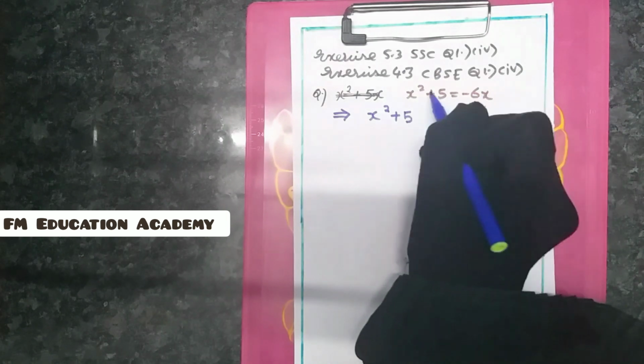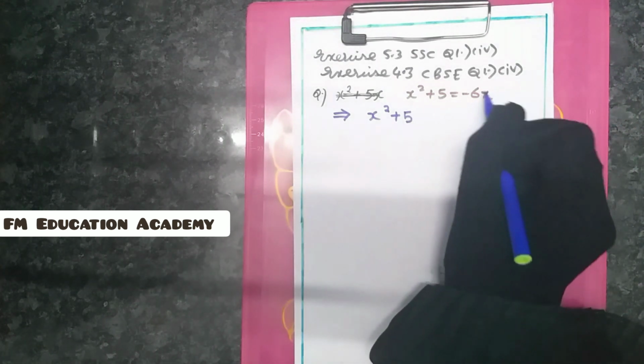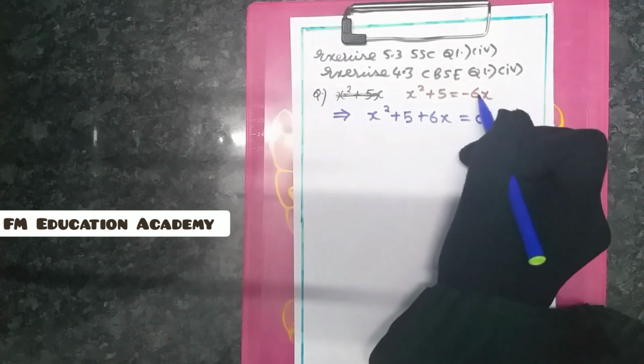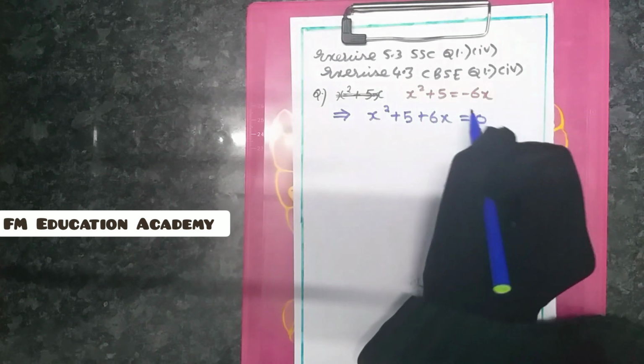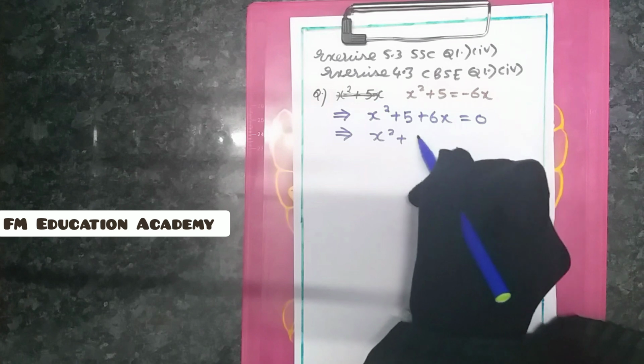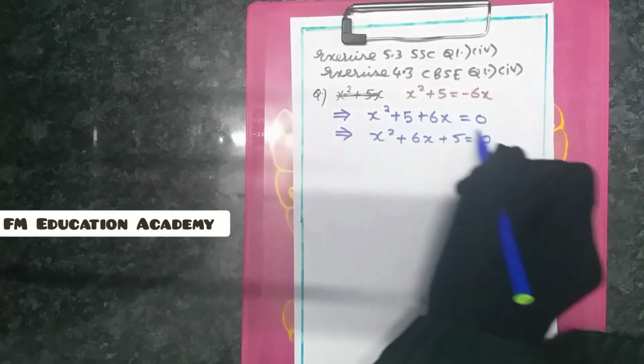First, I will bring this minus 6x to the LHS. Why am I bringing minus 6x to the LHS? Because I know on the RHS I should get 0. So when minus 6x comes to the LHS, it becomes plus 6x. Now as I have taken this minus 6x to this side, I am getting 0 on the RHS. Now rearrange this again. x squared, and after the x squared term, I get the 6x term. So 6x plus 5 is equal to 0. Now this equation is of the standard form.